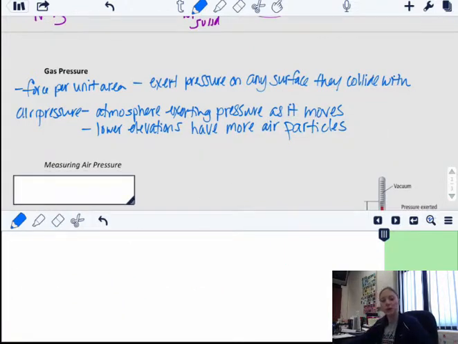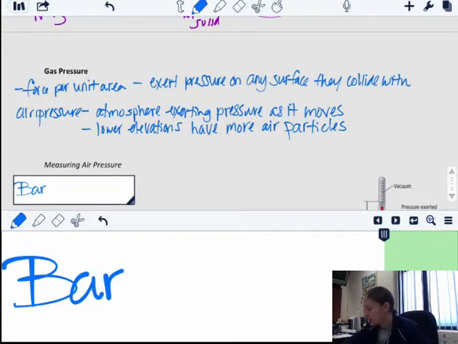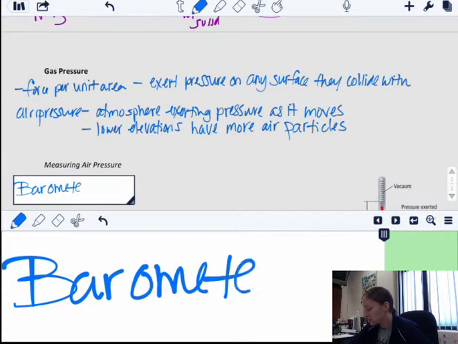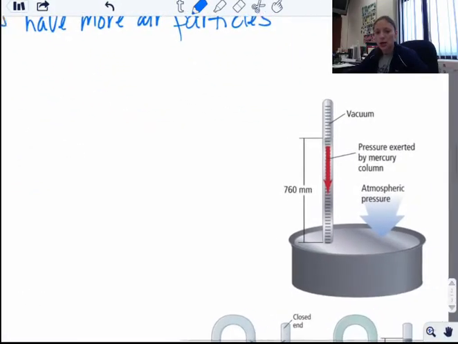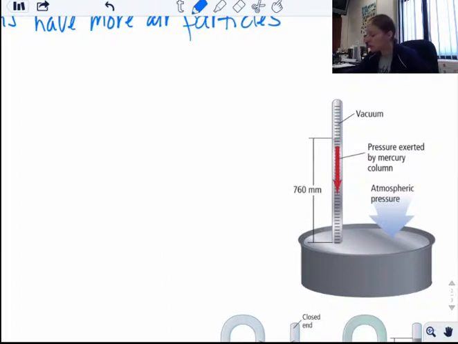So now we're going to measure air pressure. The thing that we use to measure air pressure is called a barometer. It's spelled b-a-r-o-m-e-t-e-r, and there's a picture of one in your notes here on the right. This is a pool of mercury down here, and the symbol for mercury is Hg. We'll learn that later.